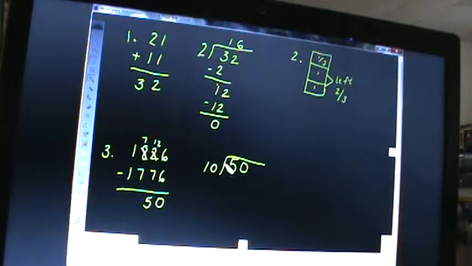Okay, so remember that a decade is worth 10. So 10 divided into 50 is 5. So the answer is 5 decades.